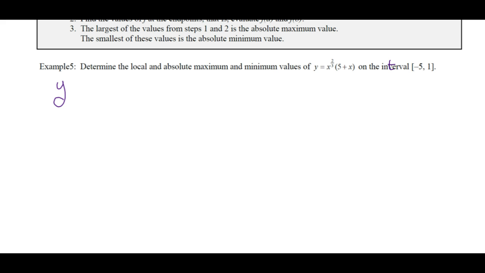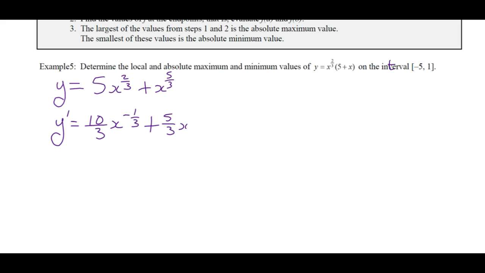Okay, so what are we going to do? Well, we're going to find y prime. So y is equal to 5x to the 2/3 plus x to the 5/3, right? We're going to multiply the x to the 2/3 through the brackets, using the distributive law. Get 5x to the 2/3 plus x to the 5/3. We're going to take the derivative of that. So that'll be 10/3 x to the -1/3 plus 5/3 x to the -2/3.